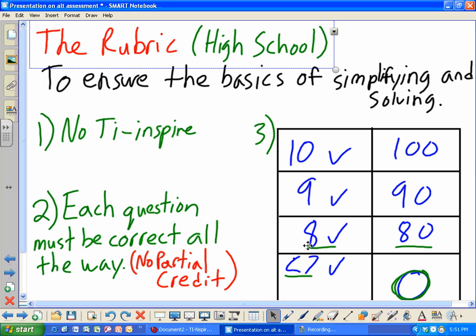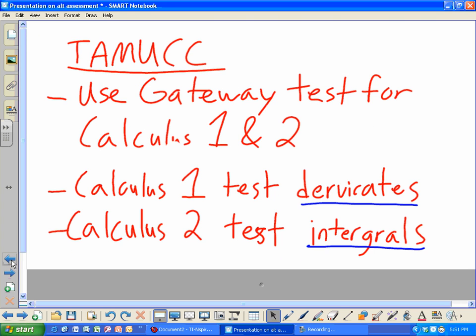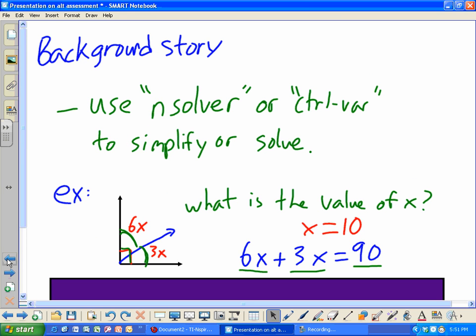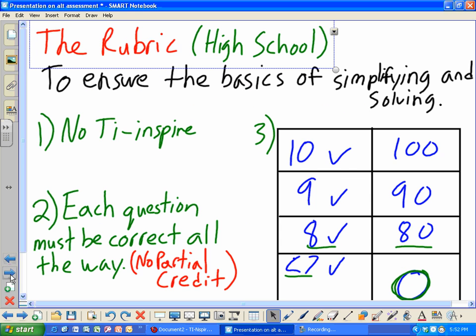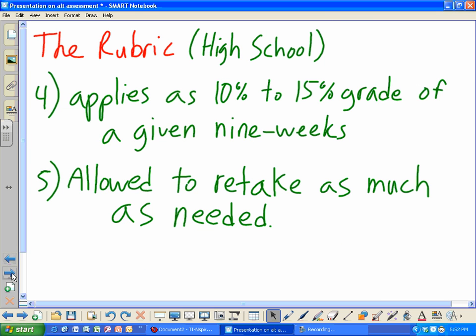And simple equations, just as you saw in our first example, something very, very easy, such as 6x plus 3x equals 9. You got to be able to do these before we move on to Algebra 2, or you won't be allowed to basically move on. But we're not exactly allowed to hold the students back based on a certain skill. So, requirement number 4, it only applies as a 10 to 15% grade of a given 9 weeks.